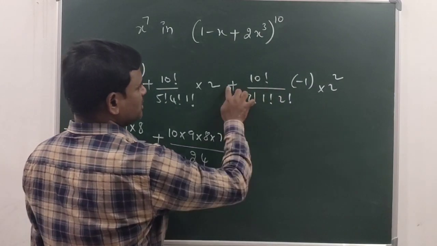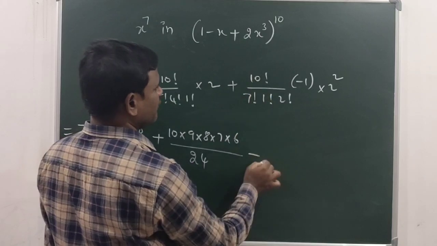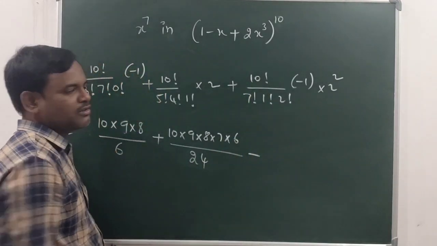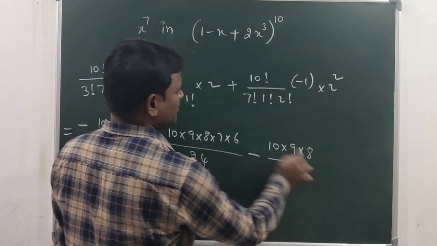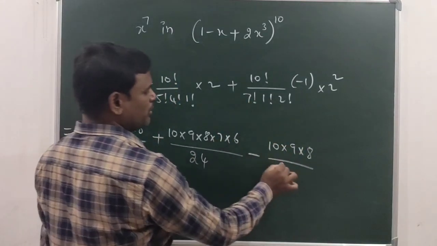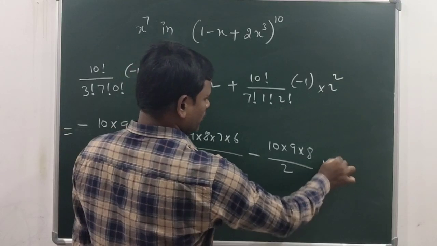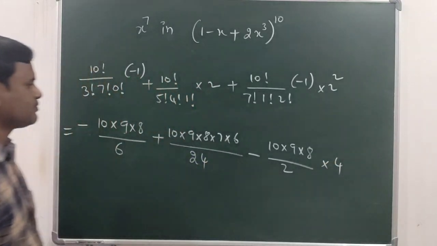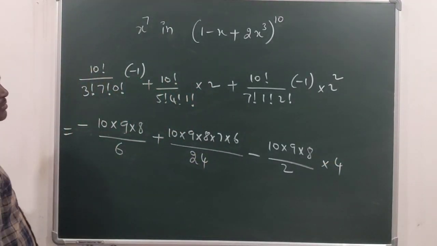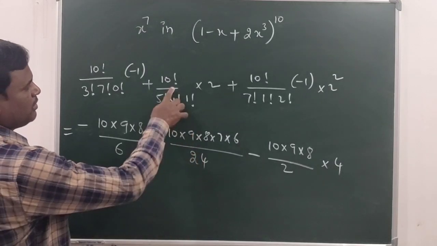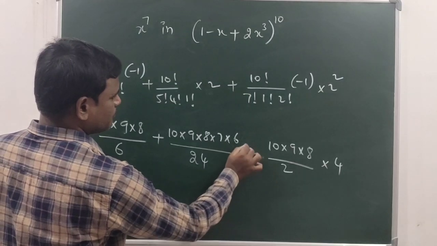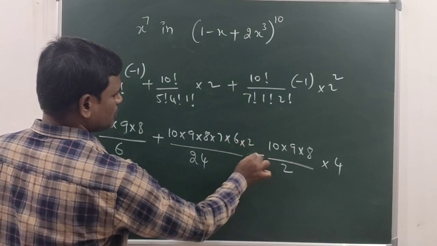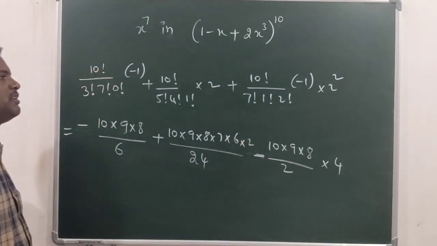Now here minus is there. Plus into minus gives minus. Here 10 factorial by 7 factorial. So 10 into 9 into 8, 7 factorial cancels, and 2 is there. Here 2 square is 4. Now simplify this. Okay students, so here up to 6 we have written, 1 and 2 is there, right? 2 also. So here minus. Now simplify this.